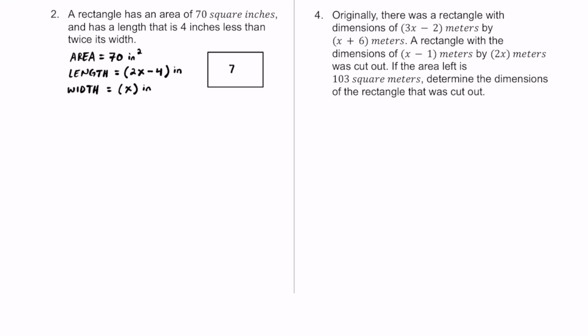Sketching this out, we have the area, which is 70. The length I'm going to put over here on the side is going to be 2x minus 4, and the width is going to be x. So it might not be drawn to scale, but that's okay.